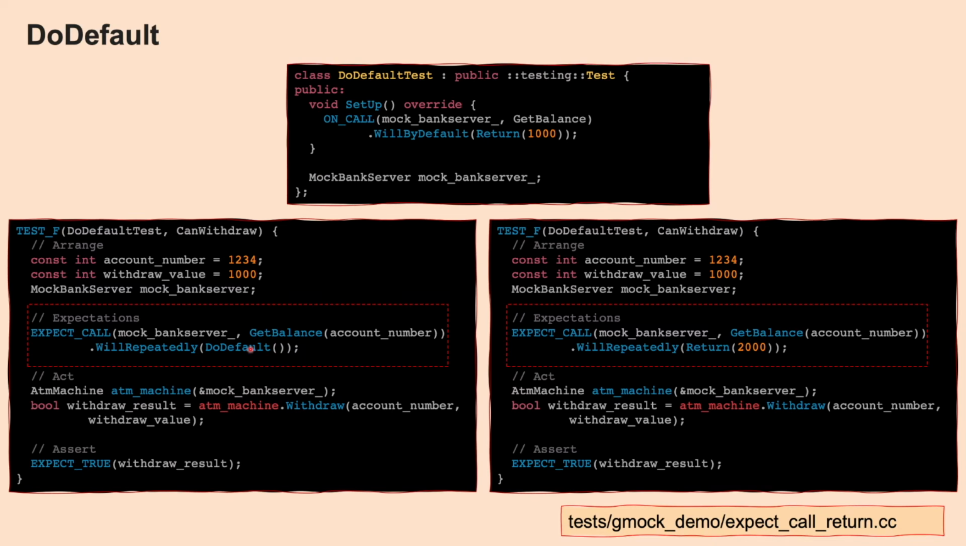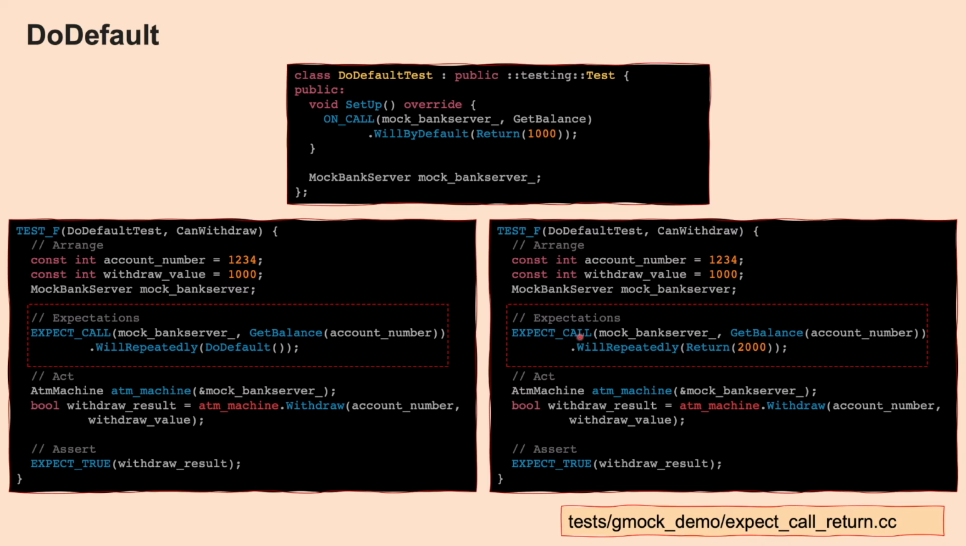So I'm not really specifying anything extra here. I'm just saying to expect this call, and as a result of this call, do what I told you to do before. Compare this with this case. For this test also, the setup will be called and the OnCall is already specifying what should happen.